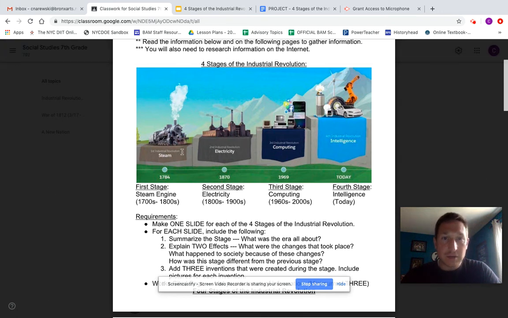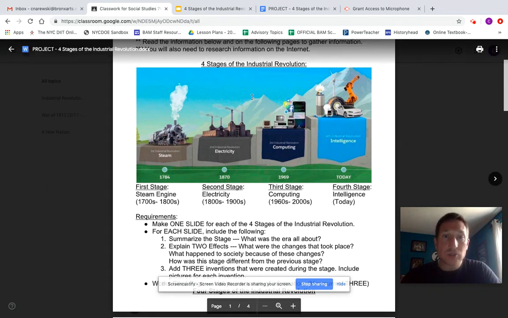Next year in 8th grade, you're going to look at the electric revolution, the second stage where electricity is invented and it changes the entire game again, how things are made, how fast they're made. And that goes from the 1800s to the 1900s. Your project is going to include you doing some research on this stage as well.